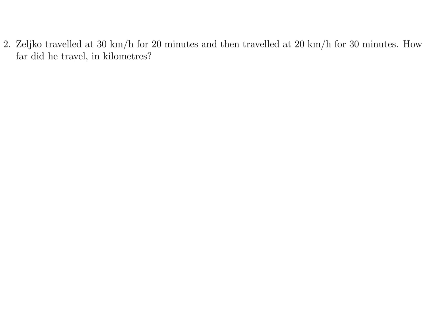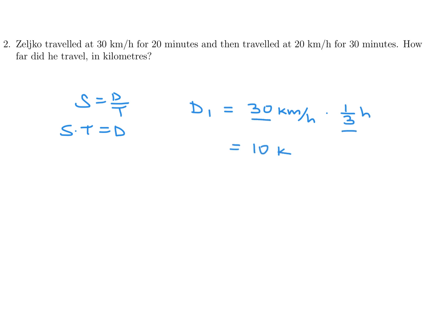Zelchko traveled at 30 kilometers an hour for 20 minutes and then traveled at 20 kilometers an hour for 30 minutes. How far did he travel in kilometers? Speed equals distance over time, and therefore distance is speed times time. So the first distance would be his speed, which is 30 kilometers an hour, times 20 minutes, but we're going to convert that to hours, so it's a 1/3 hour. So 30 times 1/3 is 10, and that's 10 kilometers.